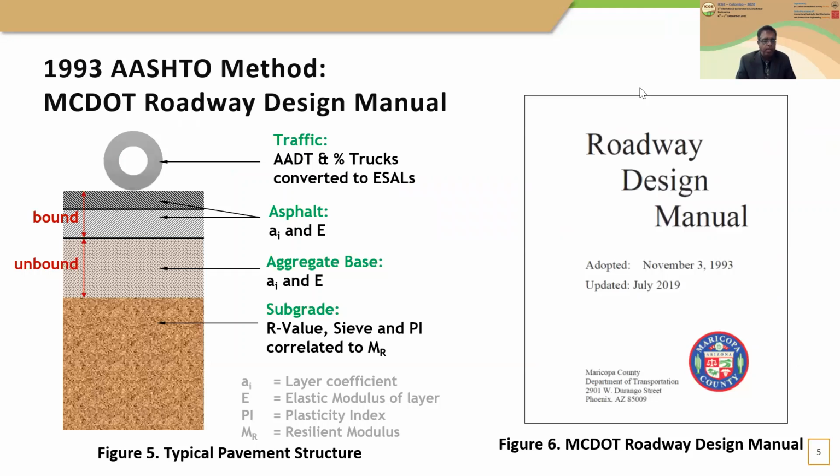A typical pavement structure is shown on the sheet. The resilient modulus of subgrade soil quantifies the support provided by the subgrade. R value test is correlated to resilient modulus. MCDOT's roadway design manual shown in Figure 6 gives the procedures. R value stabilometer is shown on the next sheet.